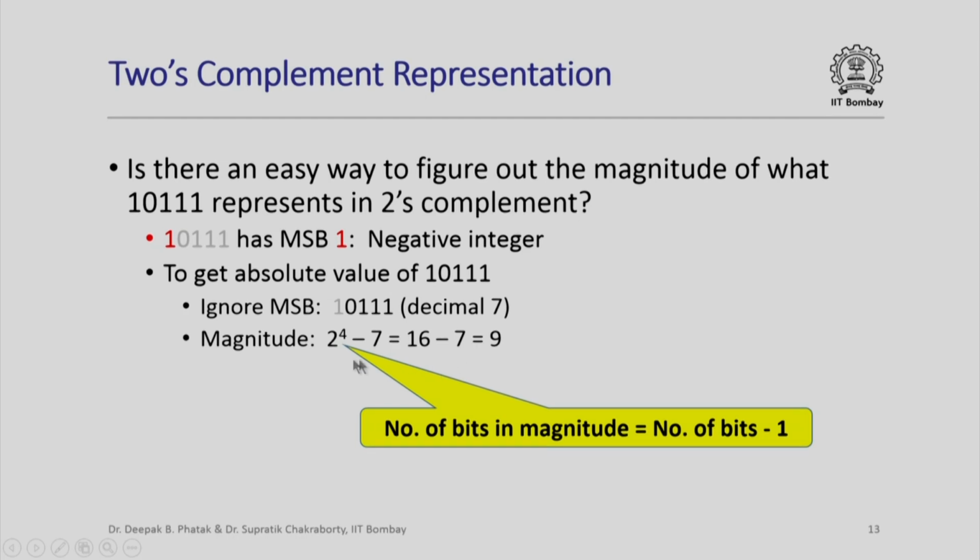Now where did this 2 raised to 4 come from? This is the number of bits in the magnitude. There are 4 bits in the magnitude, which is the total number of bits minus 1, because the total number of bits also has one sign bit. So in this case also the answer is minus 9.